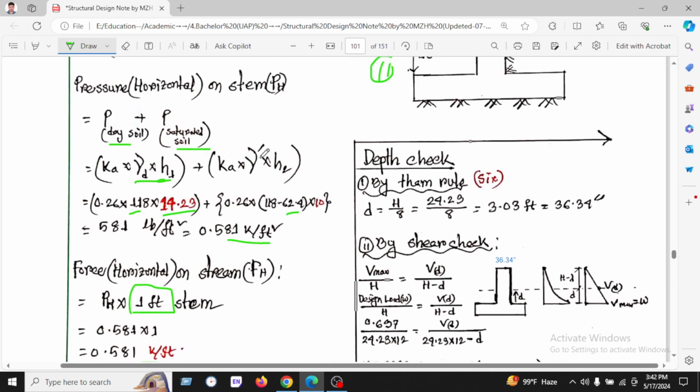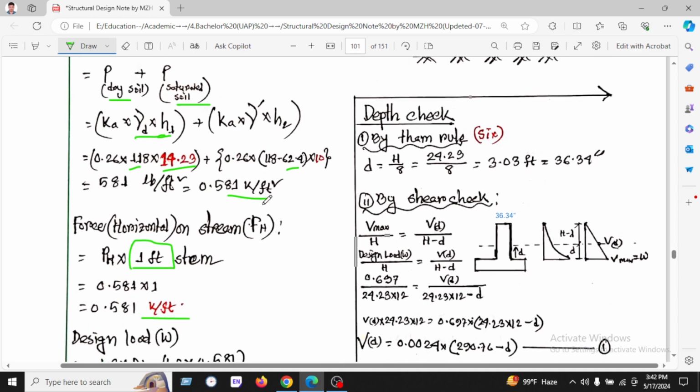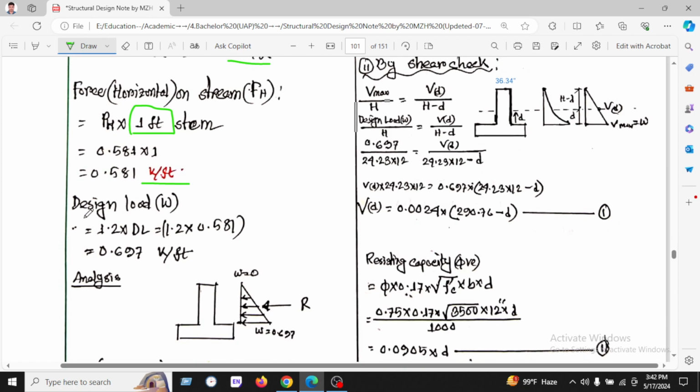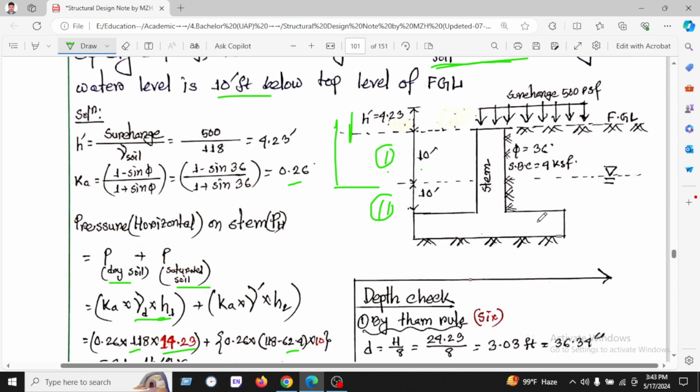On the other hand, we have shown the pressure in kip per feet square, and the horizontal force is converted for only 1 foot of stem into kip per feet. And the design load is 1.2 dead load plus 1.6 live load. There is no live load.